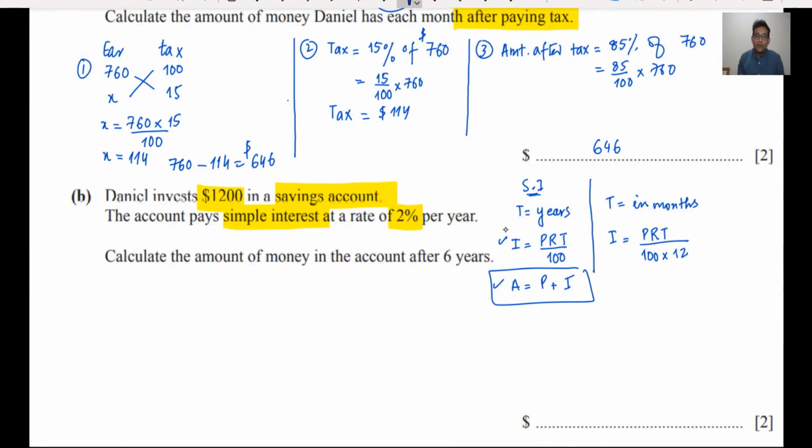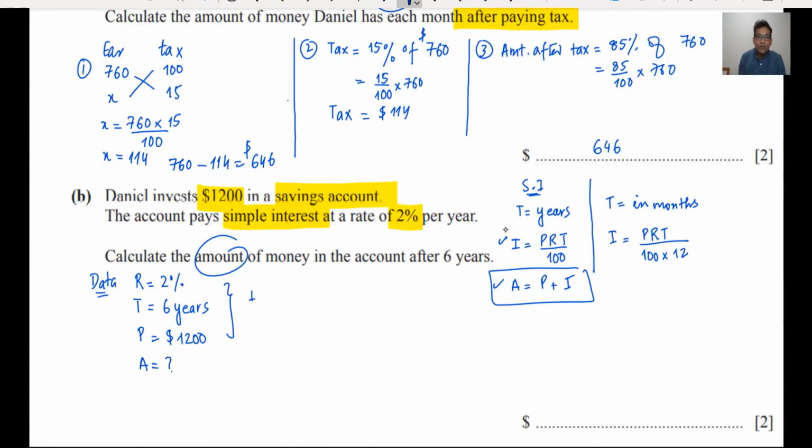After 6 years, you have to find what your interest is. Now, what is the data given in this question? Let me check. The rate of interest is 2%. The time is 6 years. In simple interest, 6 years means you just write six. In compound interest, you have to do the calculation six times individually, separately. And the principal amount which is invested is $1,200. The requirement is to find the amount.